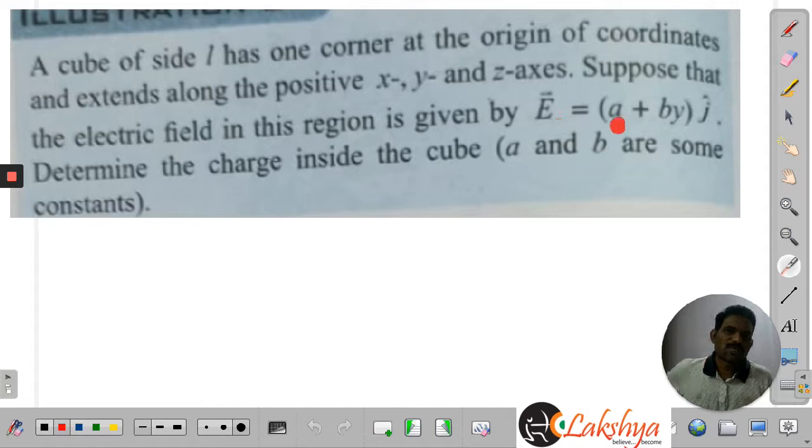When the electric field is given, you can observe that it is only along the y axis, and it is a variable, a function of y. Now we need to calculate the charge enclosed by this Gaussian surface. Now let us see how to solve this.